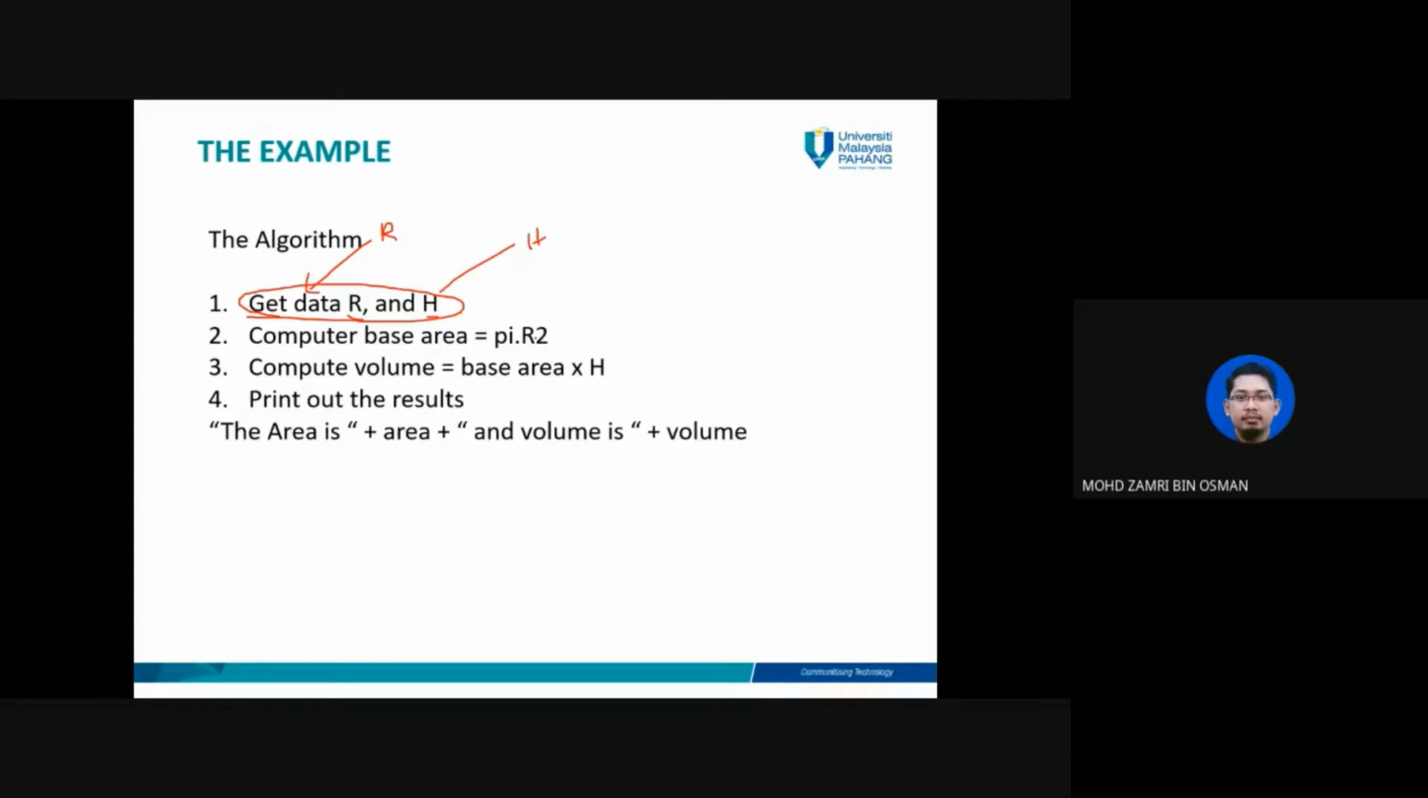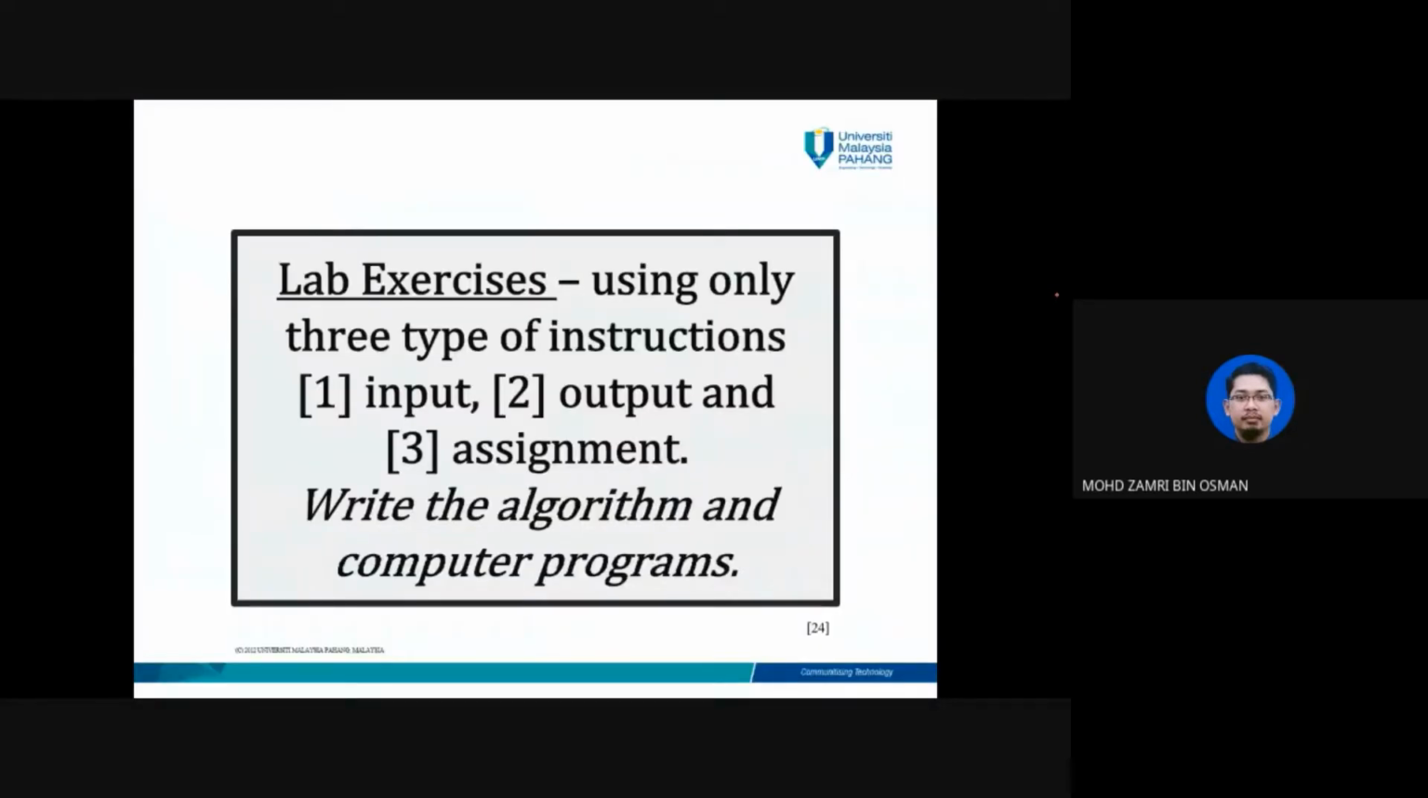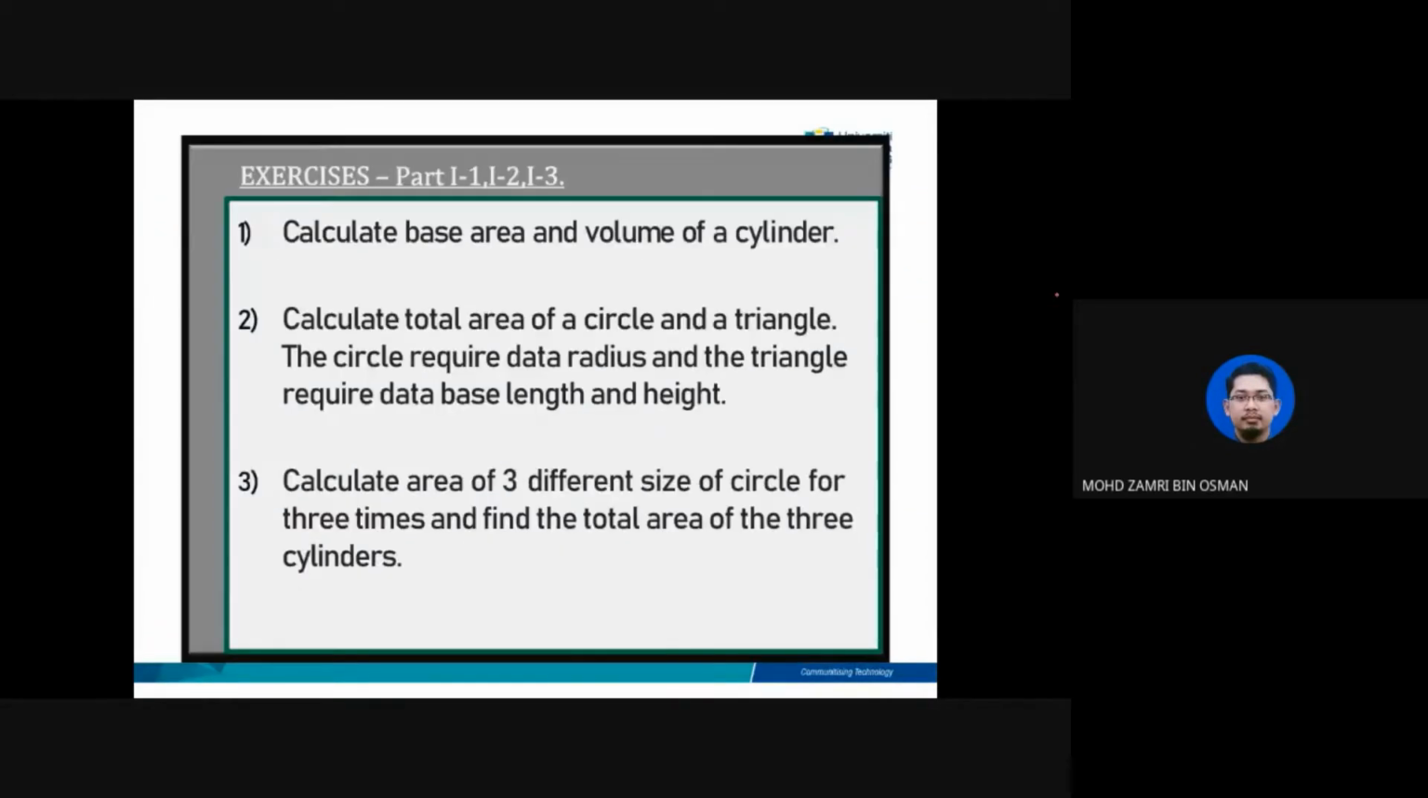Second, similar thing, finding the base area by using the pi value and the radius that we keyed in just now. Calculate the volume, base area multiplied by the height, and print out the result by using this statement. There are some exercises that you can try for this one, but I want to reserve this lab exercise for the next lab session next week.